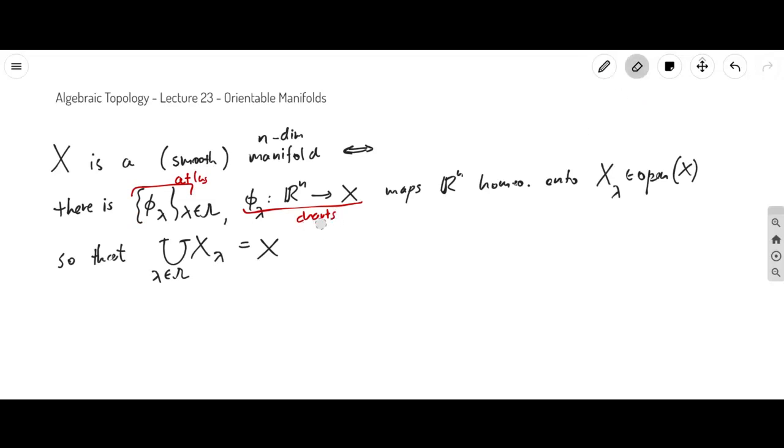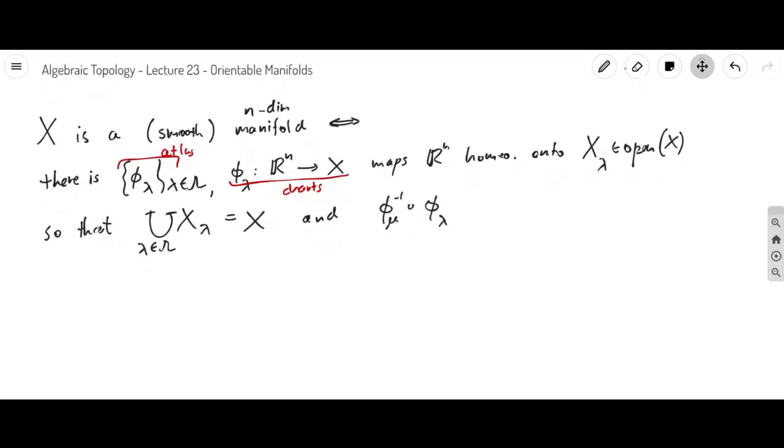And the idea is that the charts, they map copies of Rn onto open sets, but the open sets completely exhaust and they give you everything. That's why we call it an atlas, because everything is covered. And we have the condition that if you do phi lambda composed phi mu, then this composition is a smooth function. So let me kind of rewrite this like this.